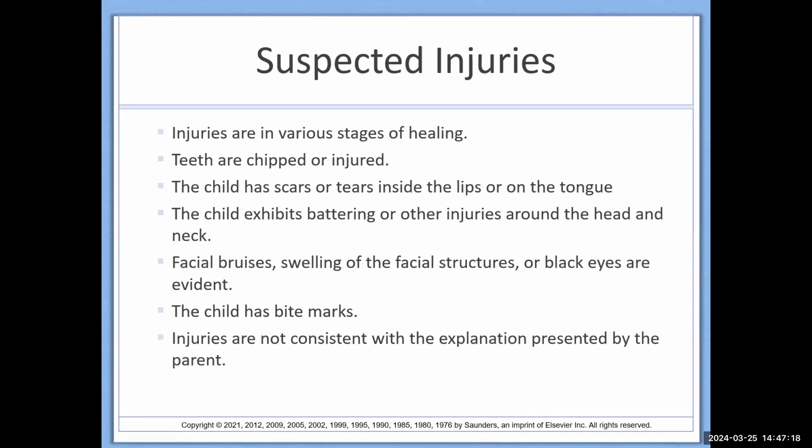Suspected injuries. Please know that there are injuries in various stages of healing. Teeth are chipped, injured. The child has scars or tears inside the lips or on the tongue. They can exhibit battering or other injuries around the head and neck. They can have facial bruises, swelling of the facial structures, black eyes. The child might, believe it or not, even sadly have bite marks. So the injuries are not consistent with the explanation presented by the parent. Like something is not making sense. Please be on the lookout for that. Now, I'm not saying every little thing, okay, let's just suspect everything of injuries. Just be very wary of that.